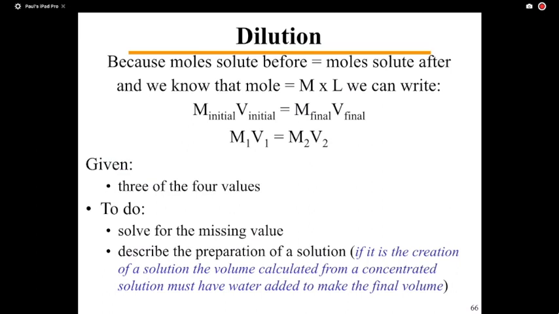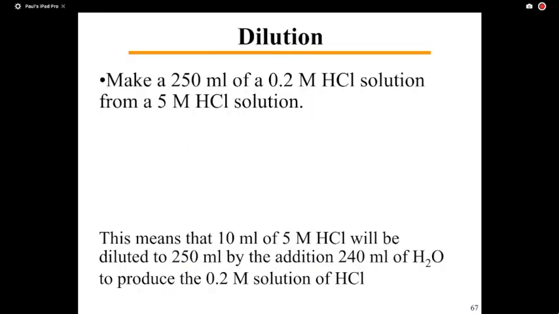But there's one more step. You've got to think about what in the world you do with those numbers. The mathematics here is very simple. You'll be given 3 of the 4, and you solve for 1. But then you've got to interpret what that means. So here is a problem. Make a 250 ml solution of a 0.2 molar hydrochloric solution from a 5 molar solution.